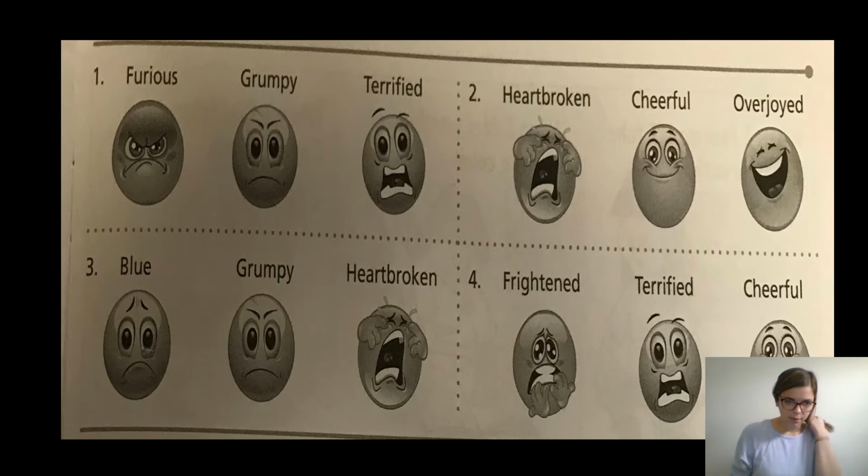So let's see here. So again, for each number, I will read the feeling words, okay? And we will circle them together, the one that does not belong, okay? So let's look at the first one. We have furious, grumpy, and terrified. Furious is more so like anger, right? Grumpy is kind of like angry too, right? Terrified, whew, that's scared, right? Okay, so the one that does not belong is terrified, right?